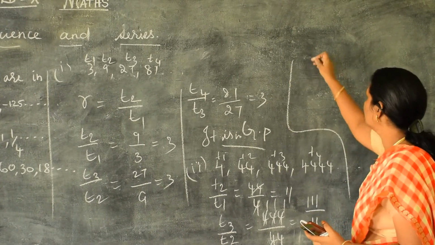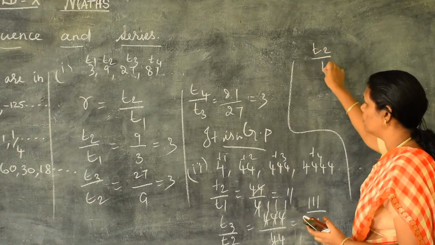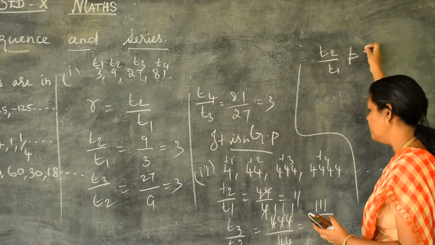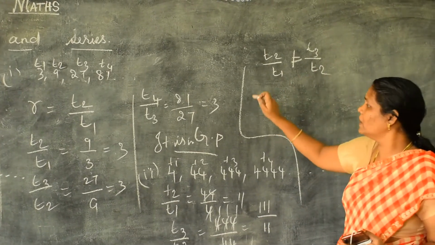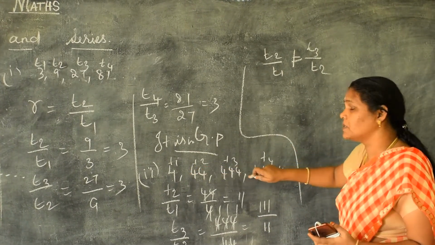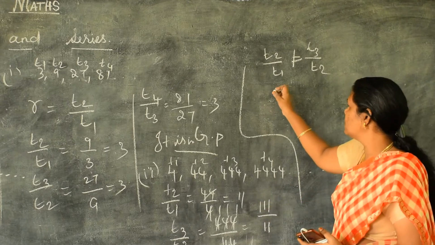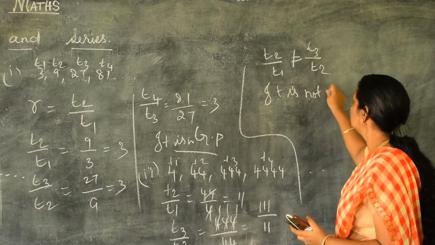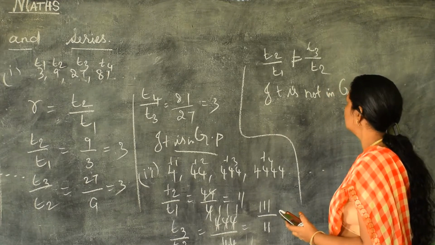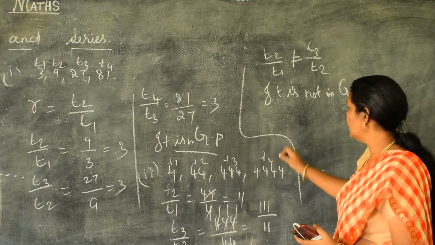So here it is not equal, isn't it? T2 by T1 is not equal to T3 by T2. Isn't it, children? So here the ratio between the successive terms is not equal. So that implies it is not in GP. You got it, children? We will go to the next problem.